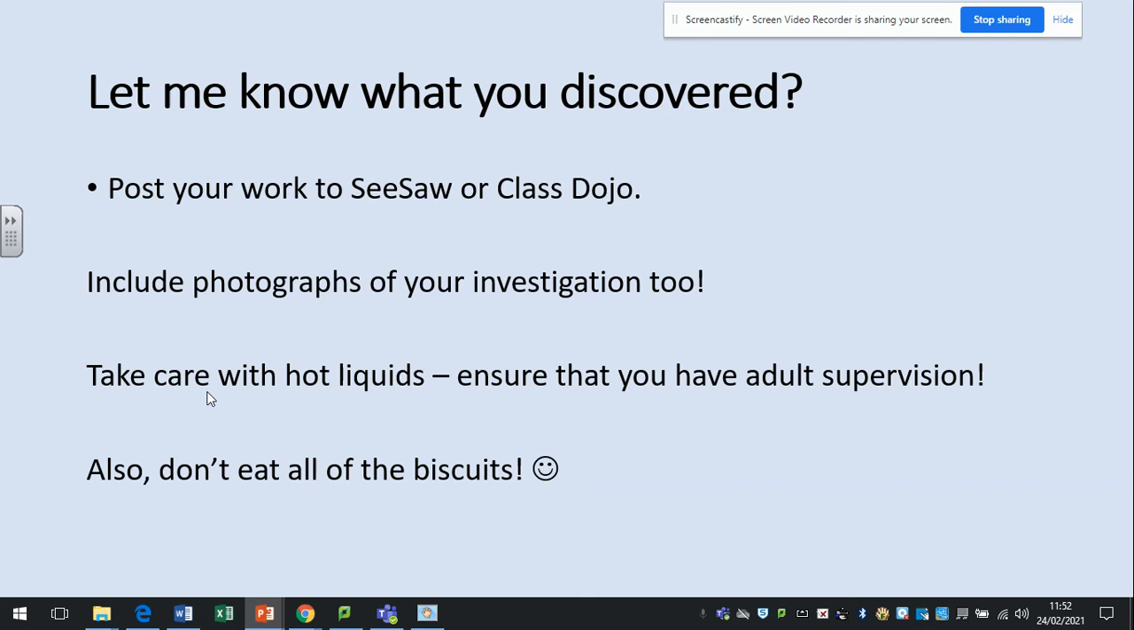Include photographs of your investigation. Take care with hot liquids. I must specify this. Make sure that you have adult supervision if you are dunking biscuits into hot cups of tea and coffee. Also, and this is kind of key to it as well, remember not to eat all the biscuits. Otherwise, you can't do the experiment.